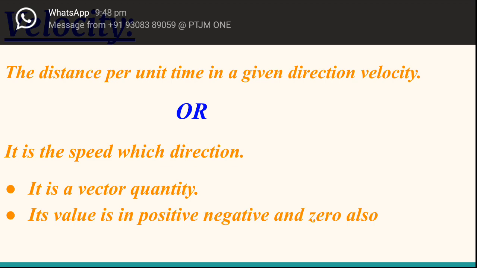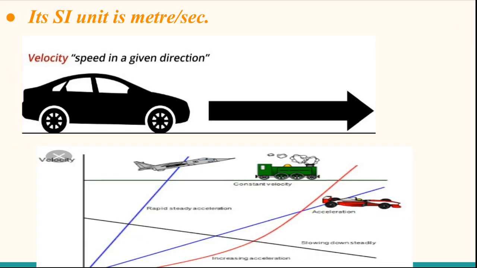Okay, so let us understand our next topic. Its SI unit is also meter per second. Velocity is speed in a given direction, like if a car is moving, so here it is a speed with a given direction.